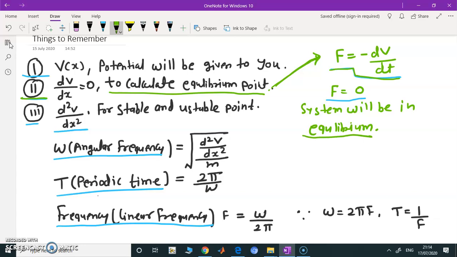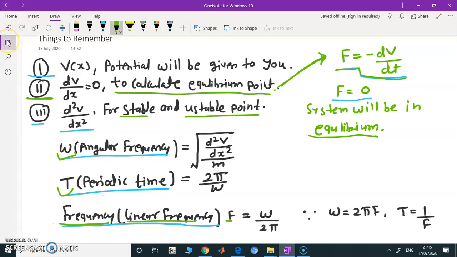Third point, we take the double derivative of the potential, and we do that to know the stable and unstable points. In such questions, mostly they ask about the angular frequency omega, the periodic time capital T, and the frequency or linear frequency, that is f. So let's see some questions related to it.